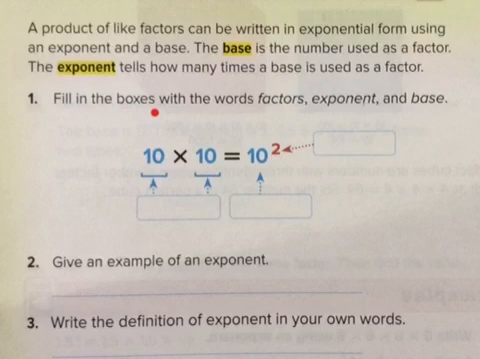Fill in the boxes with the words factors, exponents, and base. Well, the numbers you multiply into themselves, whenever you multiply a number, we call those factors. Okay? When we write it in exponential notation, the number is called the base. And the little number that tells us how many times we multiply the factors into each other is called the exponent.